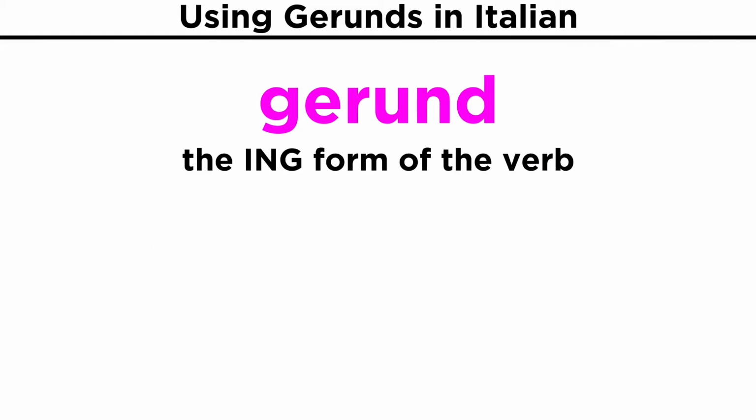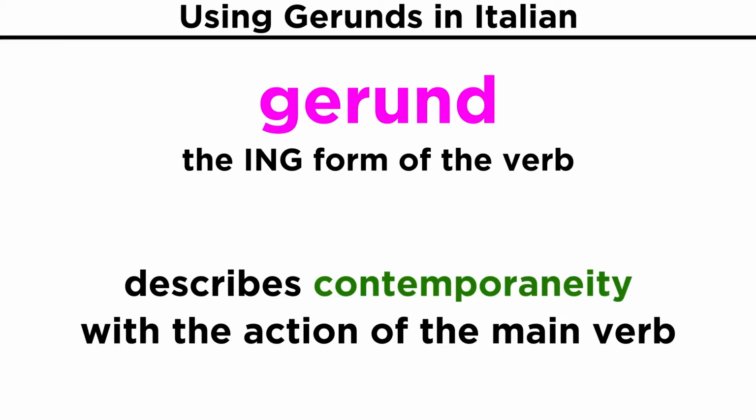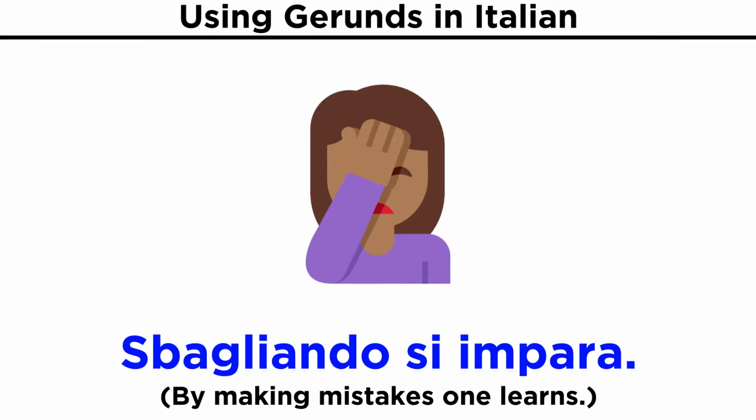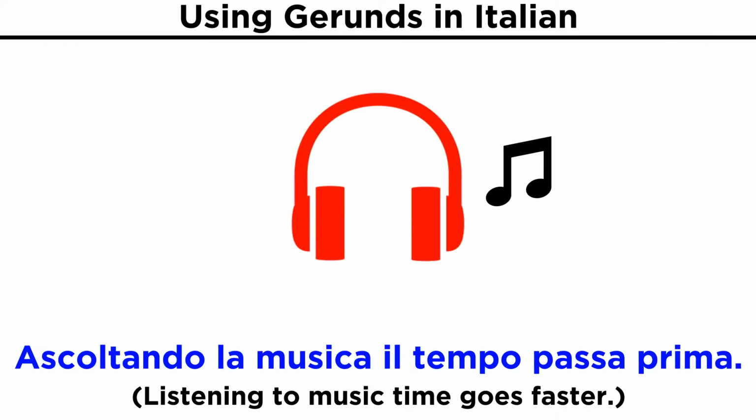It is usually translated into English as the ing form of the verb and describes contemporaneity with the action of the main verb. Sbagliando si impara. Ascoltando la musica, il tempo passa prima.